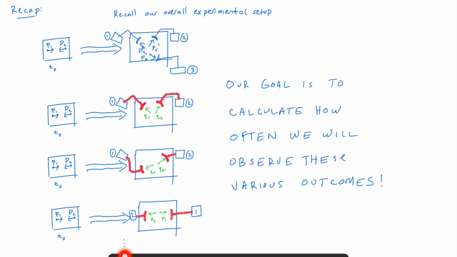And now our goal, which is pretty exciting, is to calculate how often we will observe these various outcomes. Experimentally, we see that if we introduce two particles like this, and then we create the same experiment thousands or millions of times without changing any of the initial conditions, we will see, according to quantum mechanics, that even though the experiment is identical, we'll get different outcomes. We really want to calculate what are the different probabilities of getting these different outcomes.